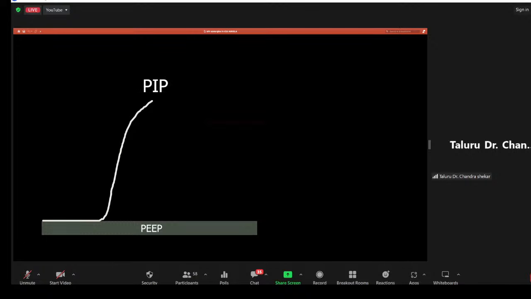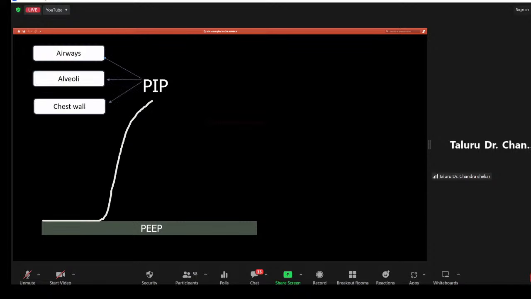See, this is what you get on the ventilator. Already this is there. This is the static pressure. This is the pressure that is there when the volume goes through the lung. So this PIP is contributed by airways, alveoli, and chest wall. Right. So now we want to differentiate and see what is the contribution of the airways, what is the contribution of the alveoli, and what is the contribution of the chest wall.